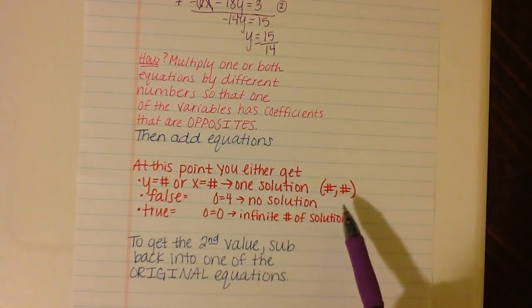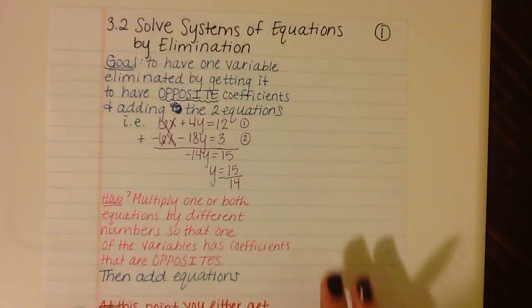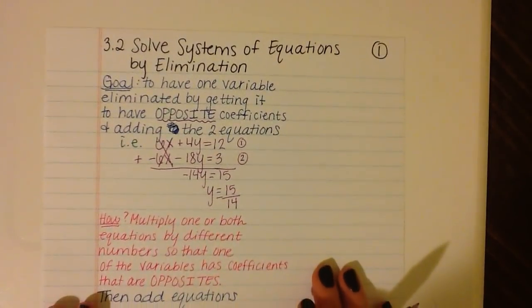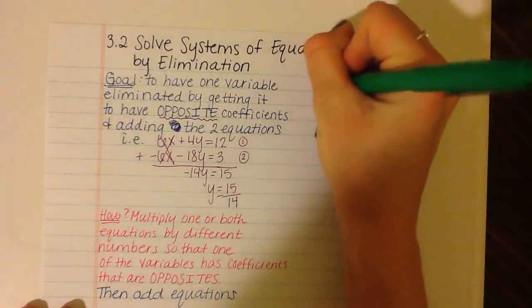Okay, so let's say we have one solution and we get y equals a number. To get the second value, we're going to sub it back into one of the original equations. Okay? So we're going to go back up here and follow our steps. And I'm going to write an example off to the side.